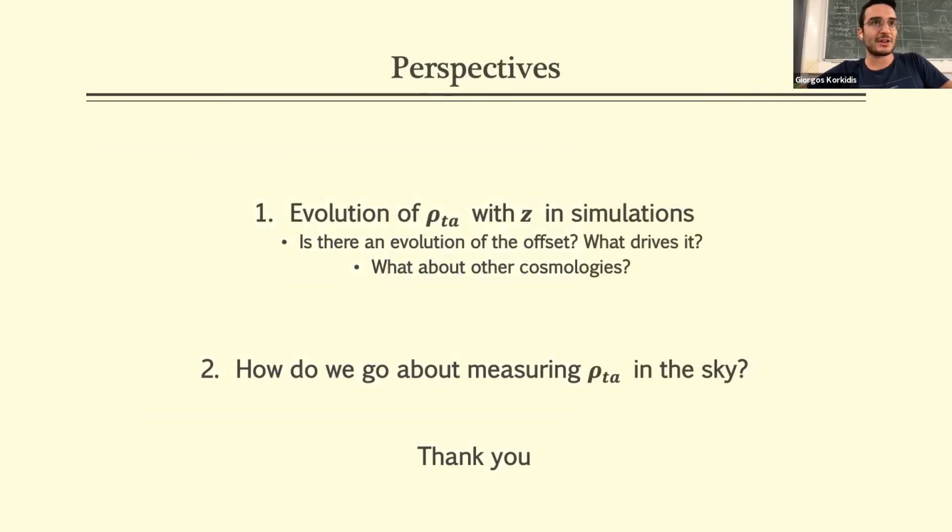Some perspectives that one can draw from this work: one should look at the evolution of turnaround with redshift in simulations to see whether this offset between theory and observations still holds and what drives it. We need to establish this more robustly, and also do it for different cosmologies. And finally, how do we go about measuring the turnaround density on the sky?